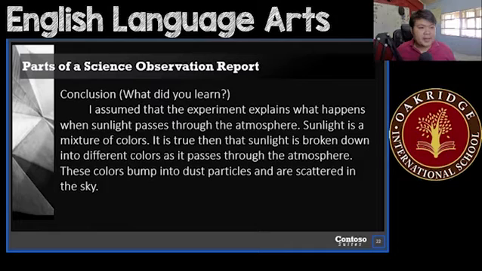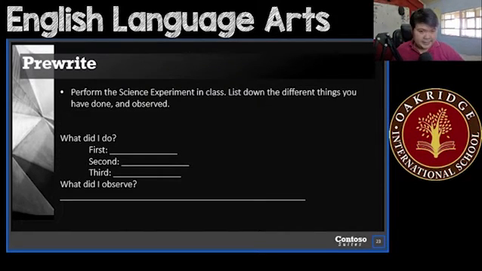Now, okay, what will you do? Pre-write. Perform this science experiment in class. What science experiment you're doing, you will be notified a week before. I will be giving you the instructions for it. So if you're watching this in advance, right, you'll be expecting this a week before. Okay? You will be preparing the materials and then we will be conducting the experiment in class.